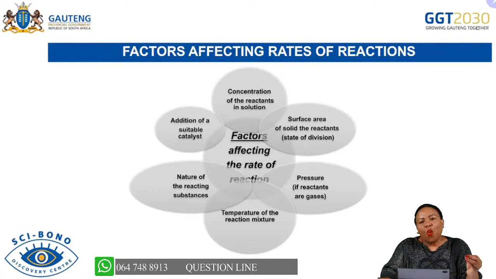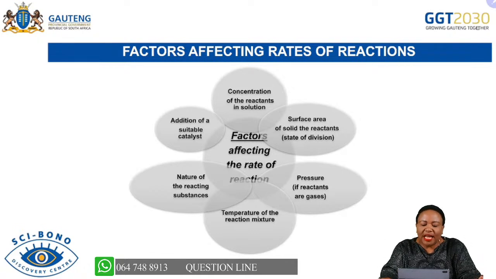So what affects the rate of reaction is the concentration of the reactants in a reaction. The reaction cannot be affected by the concentration of the product in a chemical reaction. Remember, the product will be formed after the reactant has reacted. Therefore, you need to look at the concentration of the reactants to influence the rate of reaction.